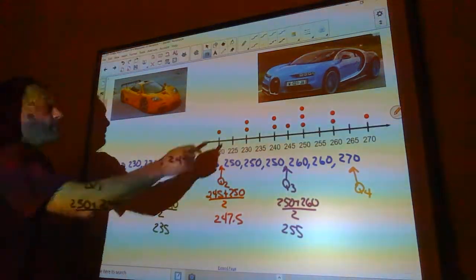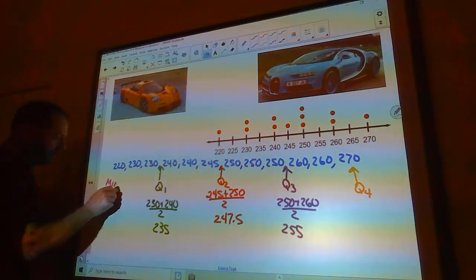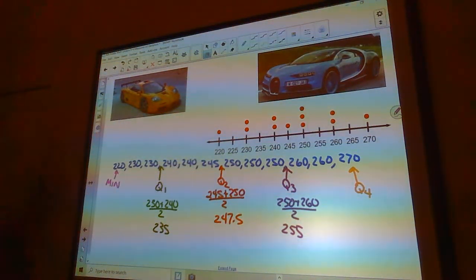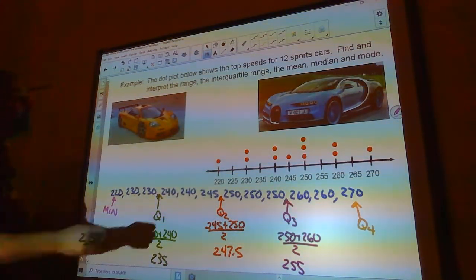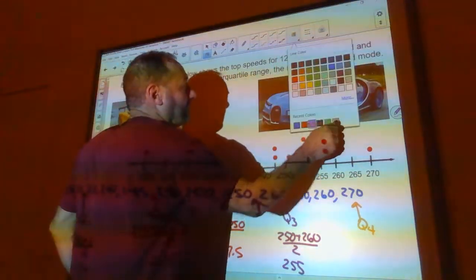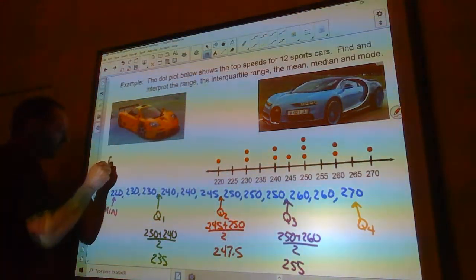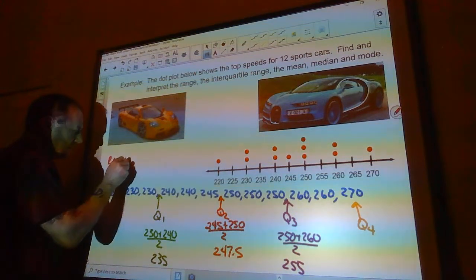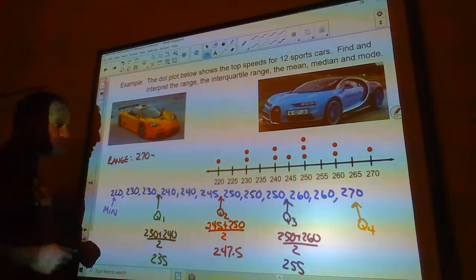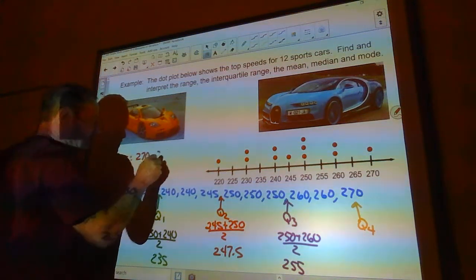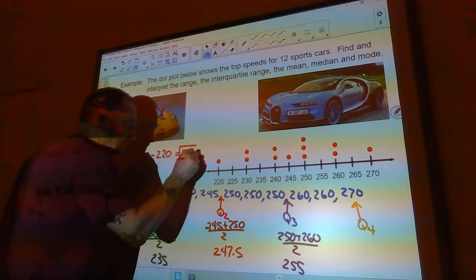The minimum is going to be 220. Now, my range, I haven't calculated my range yet, so my range will be 270, which is the fastest one of the data set, and 220, which is the smallest one, so that's going to be 50.